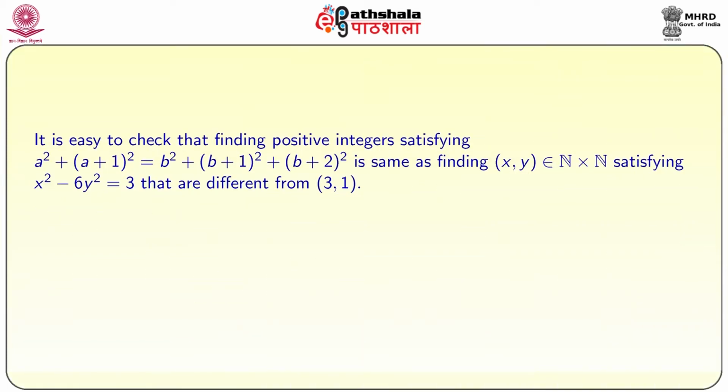Similar to another problem, it is easy to check that finding positive integers satisfying a square plus (a plus 1) whole square equal to b square plus (b plus 1) whole square plus (b plus 2) whole square is the same as finding x, y in the natural numbers N cross N satisfying x square minus 6y square equal to 3 that are different from (3, 1). So, like that various problems give either Pell's equation or Pell type equations.